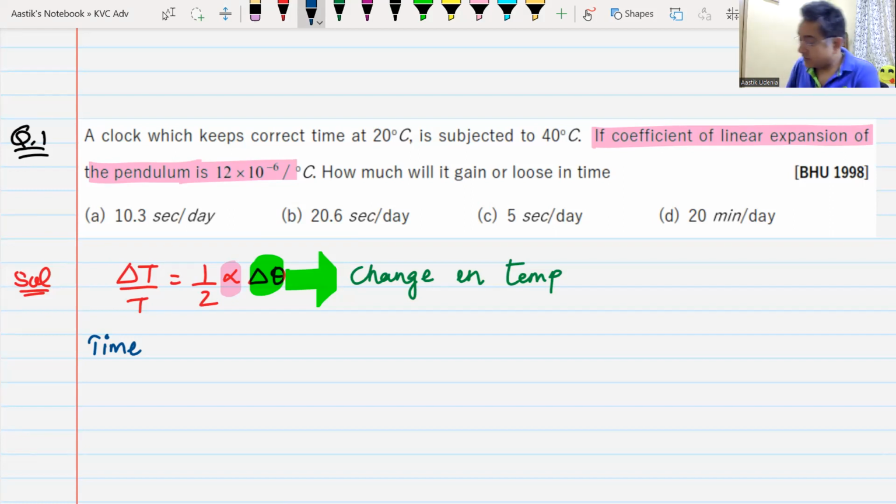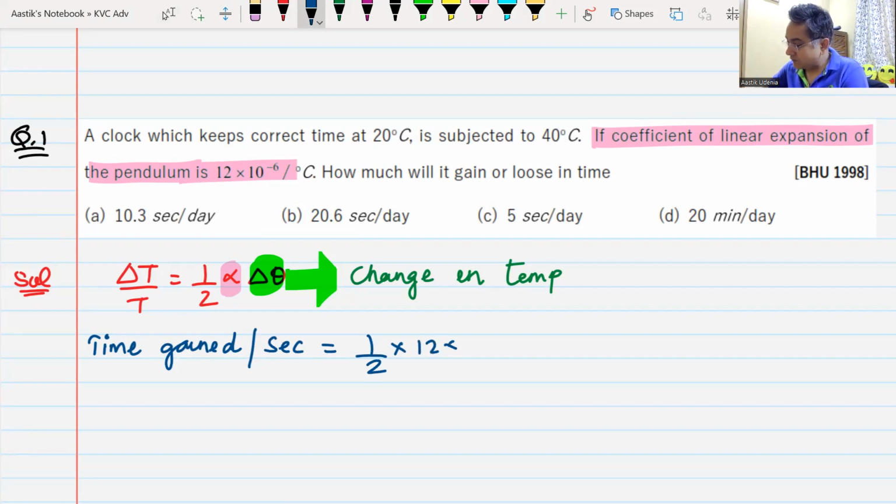Gain time. Time gained. Well done, because the temperature has increased. Time gained per second, if I talk about how much time it gains, will be half into alpha. How much is alpha? 12 into 10 raised to the power minus 6. How much is the change in temperature? That is 40 minus 20, that is 20 degrees Celsius. So this is the time gained per second.